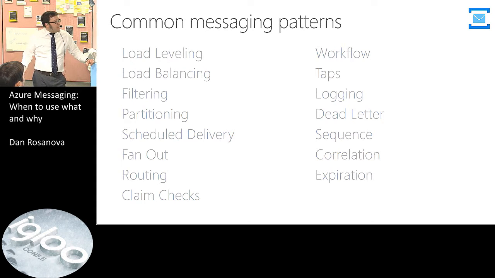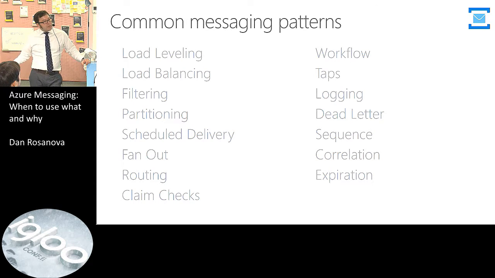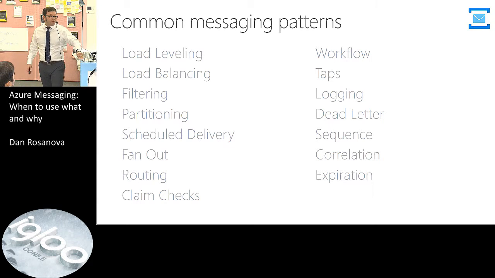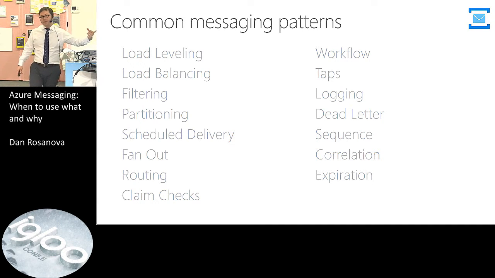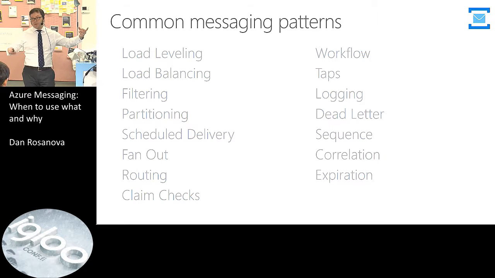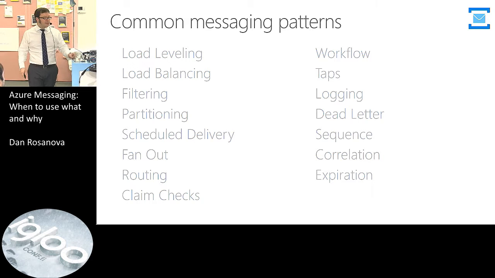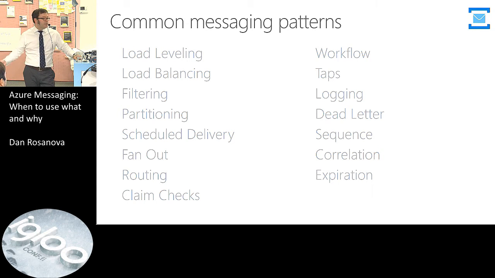So what are common patterns that people do? People do a lot of stuff with messaging. It's a really deep topic. I won't get too far into it, but the first and most common one would be something like load leveling. Maybe you have an ERP system that can't take a lot of load, so you want to protect it so it doesn't get taken down if there's a burst of traffic. That's a common pattern to use a queue for.